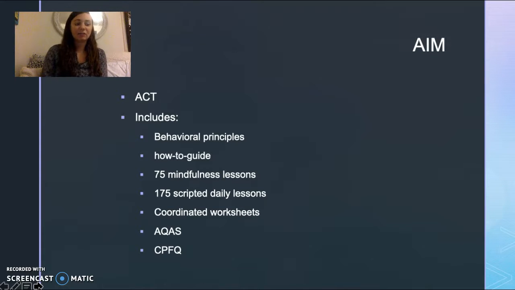Accept, Identify, Move, also known as AIM, is a comprehensive curriculum incorporating mindfulness, ACT, and ABA to address the social emotional needs of individuals engaging in problematic behavior and experiencing social discomforts. And this curriculum includes an introduction to behavioral principles, a how-to guide for using AIM, 75 mindfulness lessons, 175 scripted daily lessons with coordinated worksheets, the ACT quantitative analysis scale, also known as AQAS, and the Children's Psychological Flexibility Questionnaire, known as the CPFQ.